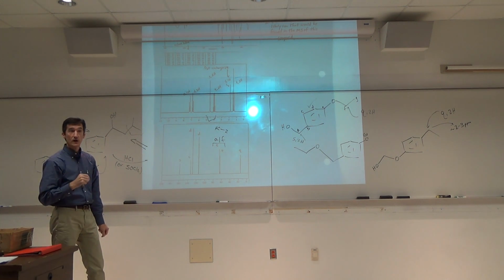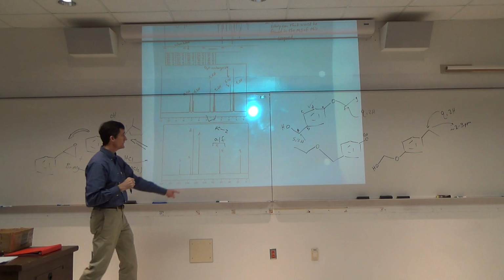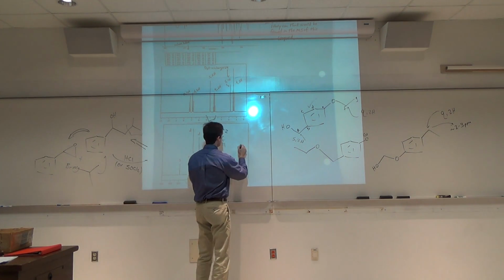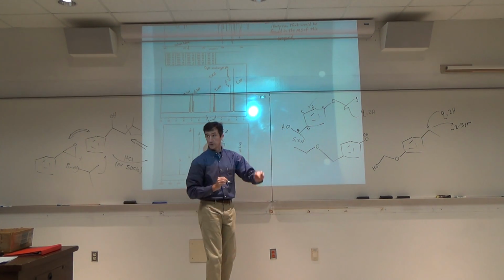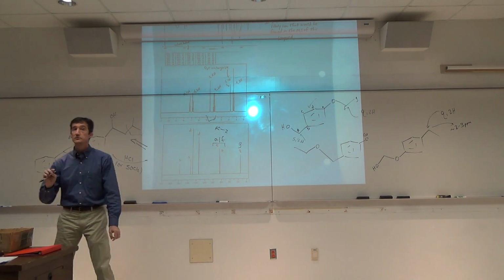Yeah. Two H's on the carbon, triplet. Okay, what is this one here? G. That's G. Why is it a quartet with splitting? Because there's three H's on G. The H's on the carbon split.